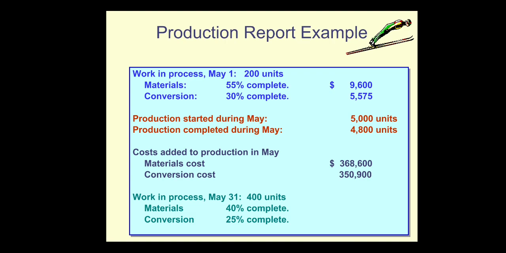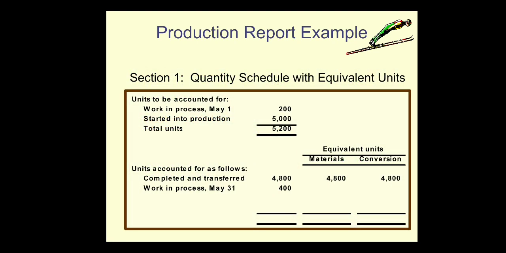So see here, the input during the month is 5,200 unit physical. The output at the end of May is also 5,200 physical unit, 4,800 unit completed and 400 units partially complete. Okay, now if you have to prepare the production report for this business for the month of May, this is the way to do it.